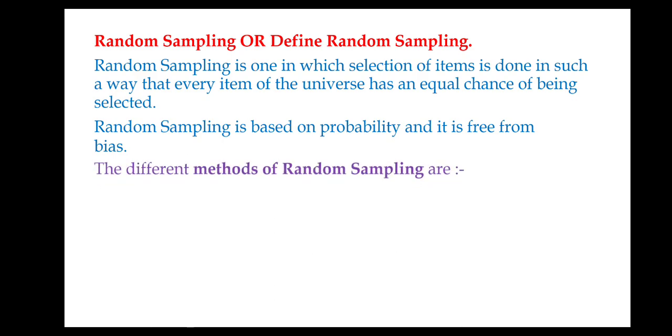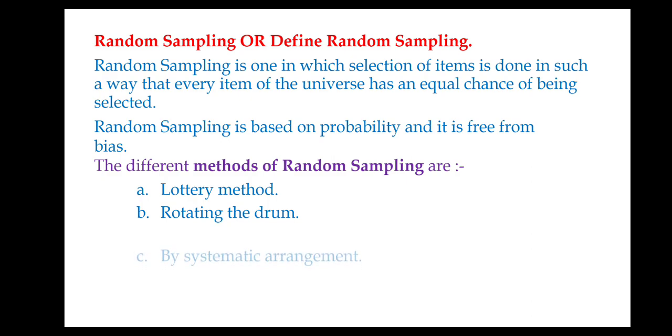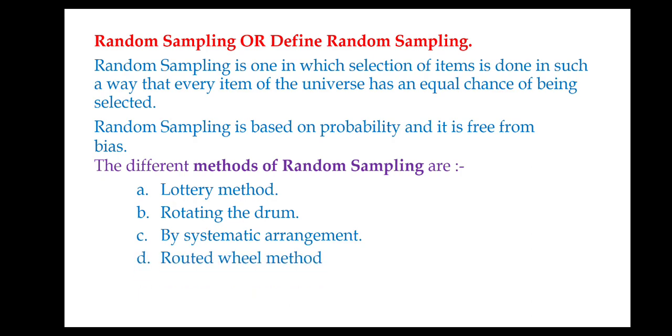Come to the second one. The different methods of random sampling. One by one, we'll see the lottery method. We see it everywhere, the lucky draw. Rotating the drum. You can see wheels or drums rotating, from which a slip falls. Usually we can see that in Hollywood movies. Then by systematic arrangement, 1, 2, 3 will be arranged, and then we predict what we are going to get according to that. That's a systematic arrangement.